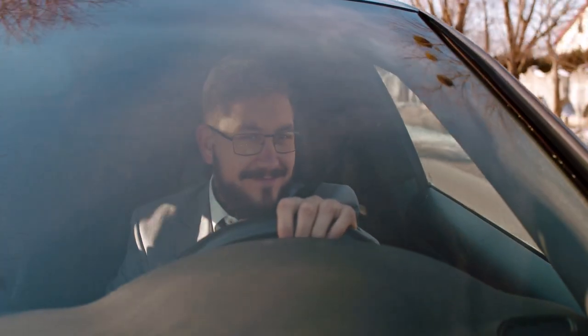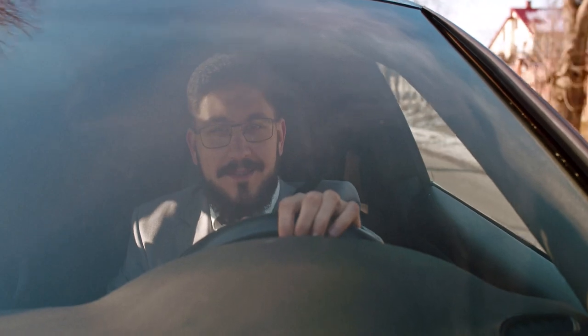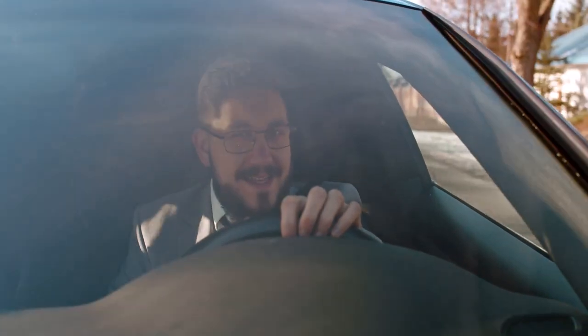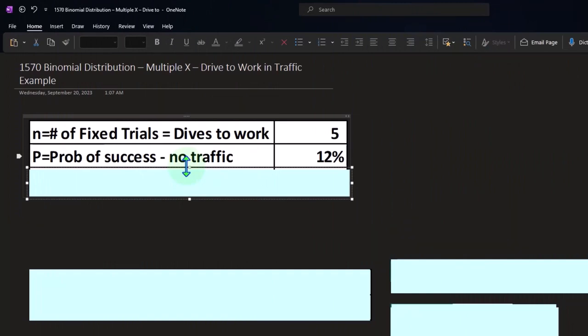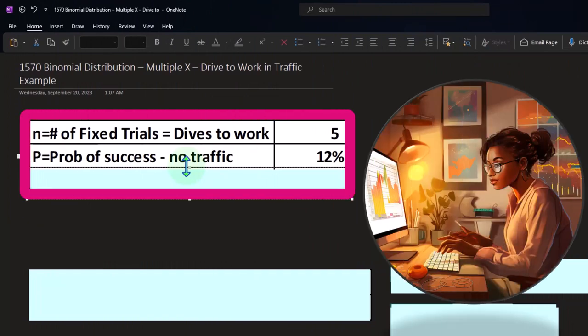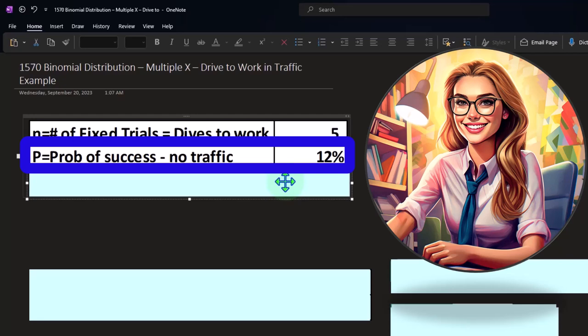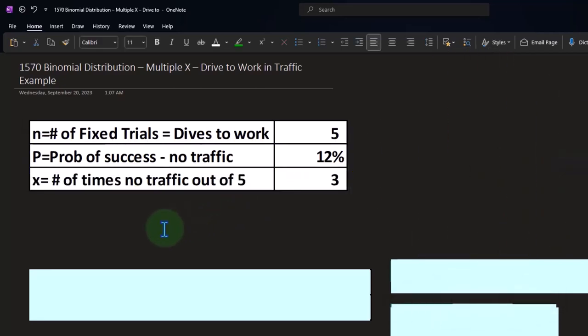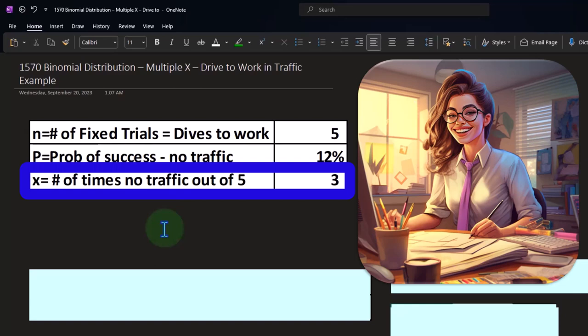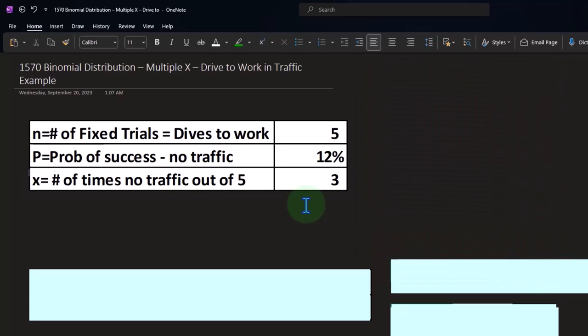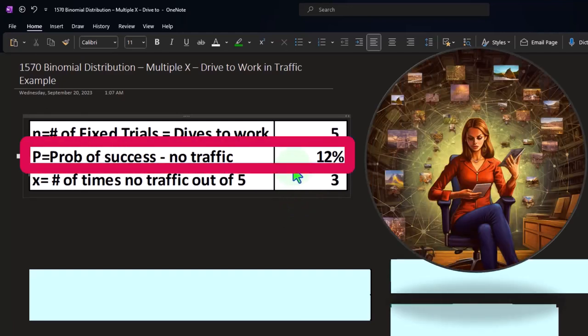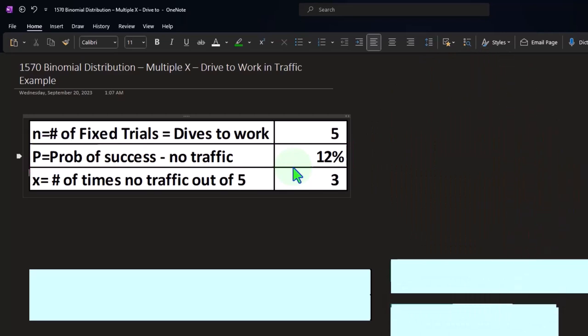Now, again, there are no gradients here. We're not saying there's a medium amount of traffic versus a high red zone traffic versus a yellow zone traffic. No, we're saying either traffic or no traffic: no traffic is a success, traffic is not a success. And unfortunately, there's only a 12% likelihood that we're going to have a no traffic situation. So then X is going to be the number of times no traffic out of five. In other words, we're trying to see what's the likelihood that we get three drives to work with no traffic out of the five drives to work, which is going to be fairly low, you would expect, given the 12% likelihood per drive that we're going to have a traffic-free experience.